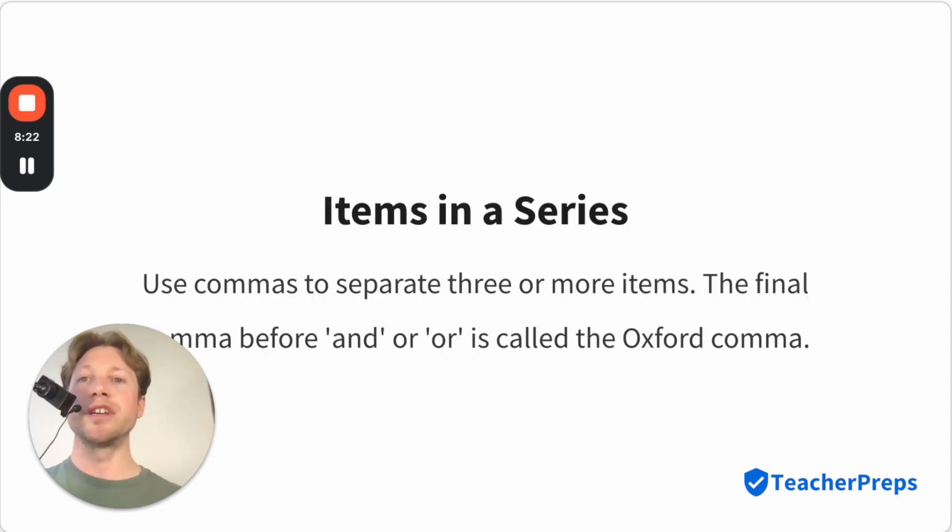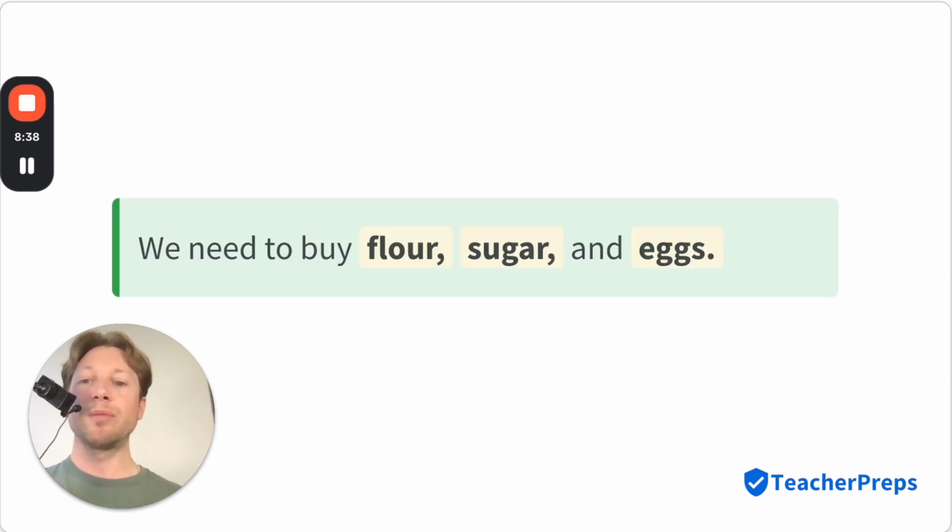First, we use commas in order to separate a series of words. To be clear, it's best practice in academic writing to use the final comma before the and or, and this is known as the Oxford comma. So, for example, we have this sentence here that reads, we need to buy flour, sugar, and eggs. That comma after sugar makes it clear that we are talking about three distinct items.